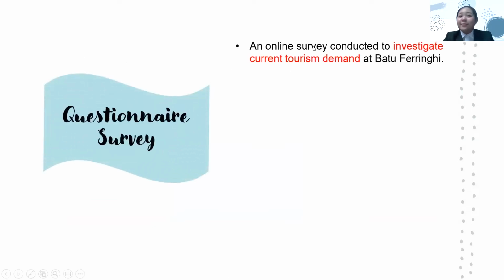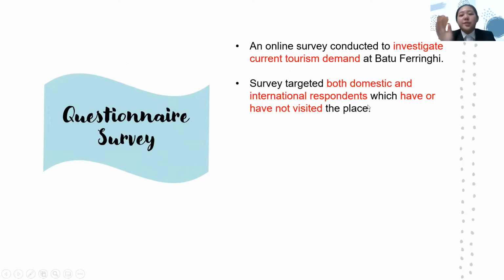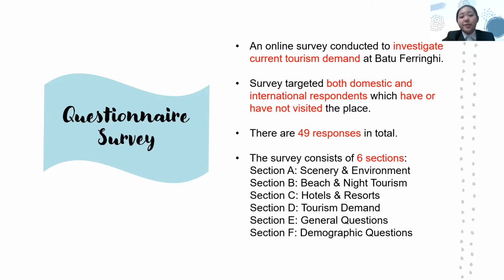Next, an online questionnaire survey is conducted to investigate the current tourism demand at Batu Ferringhi. The survey targeted both domestic and also international respondents who have or have not visited the place and at least know or have heard of Batu Ferringhi before. There are 49 responses in total, and the survey consists of 6 sections.